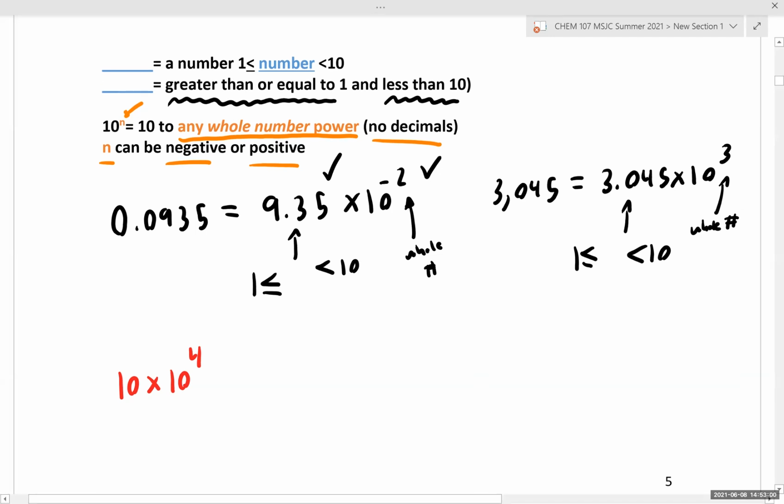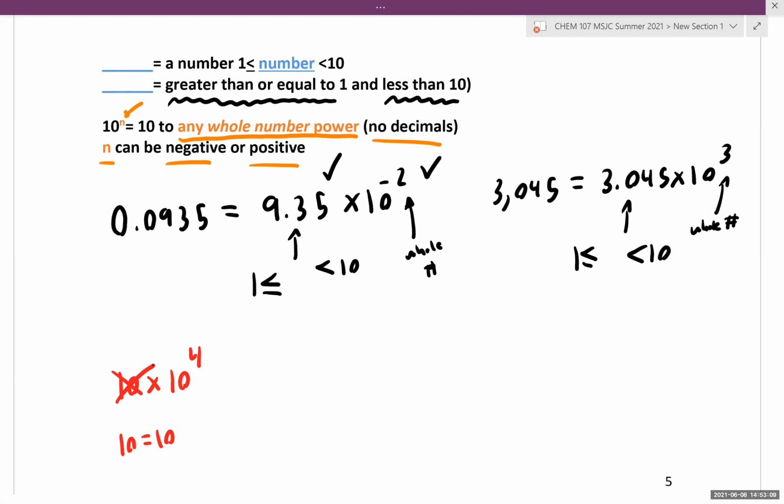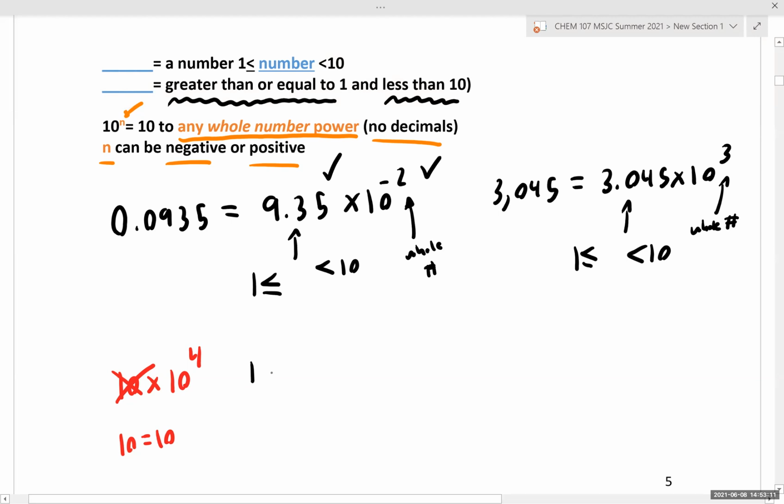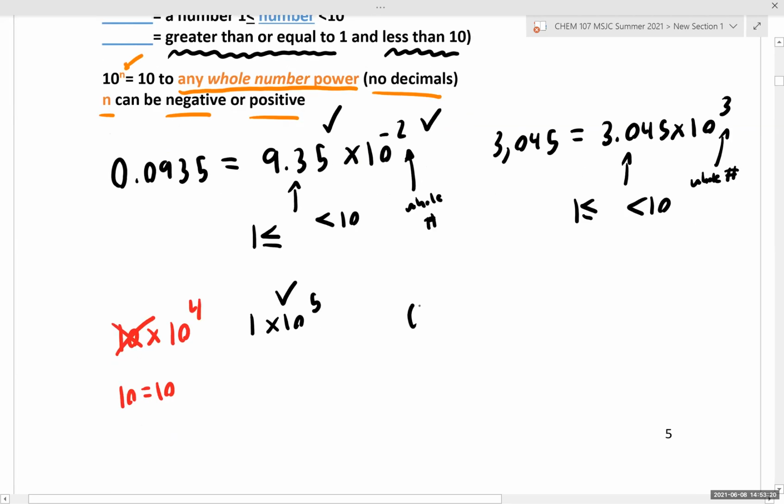Exactly right. So 10 is equal to 10. So this is not a valid base number to use when writing numbers in scientific notation. We can rewrite this as 1 times 10 to the fifth, and then everything would be perfectly fine. Let's look at another example.